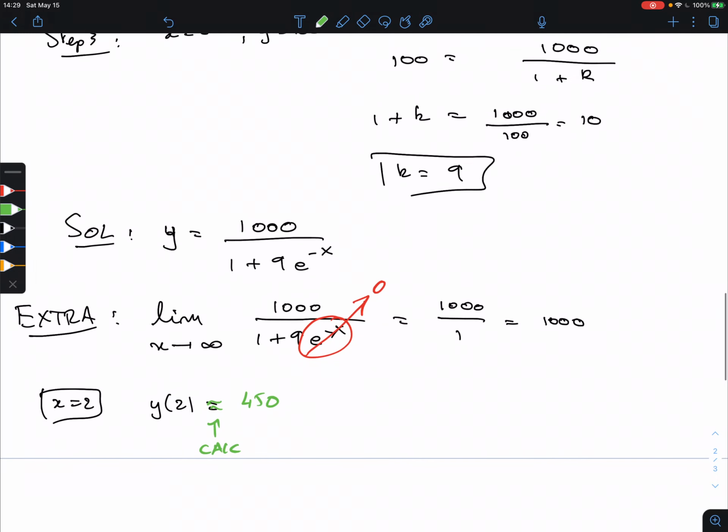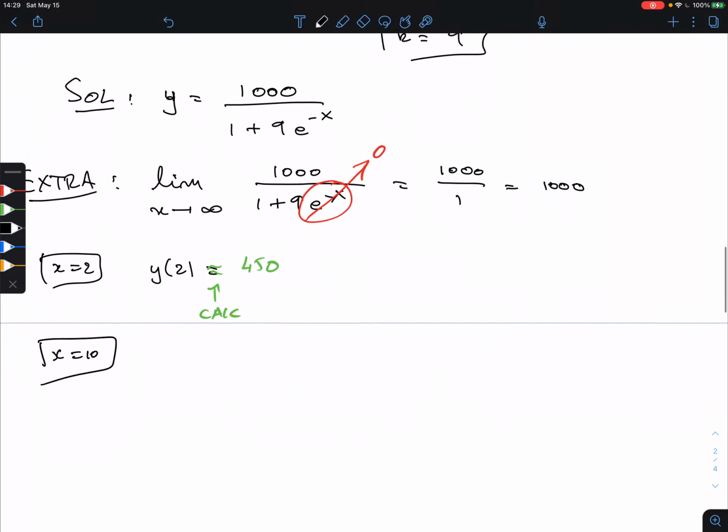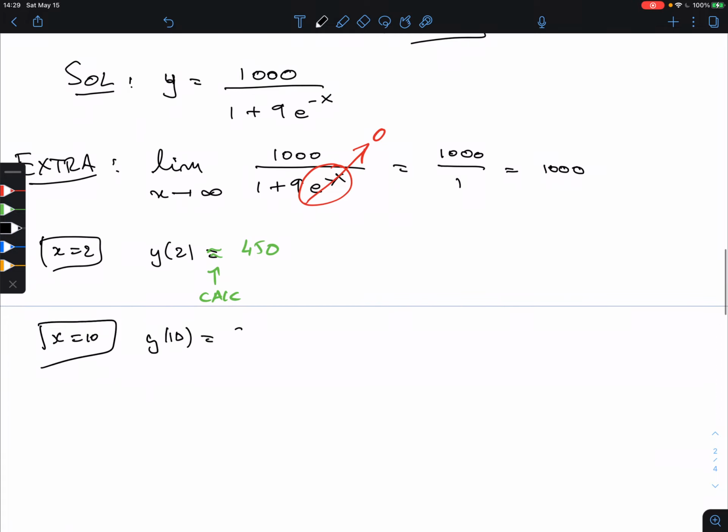So you see, we started with 100. We are far away from the equilibrium of 1,000, but after 2 years, we're already halfway. What happens after 10 years? I'm thinking of this in years, and I should have used t, but I'm using x. So what is y of 10? Let's calculate that. This comes out to be 999.5. In other words, after 10 years, we reached our maximum, our stable population.